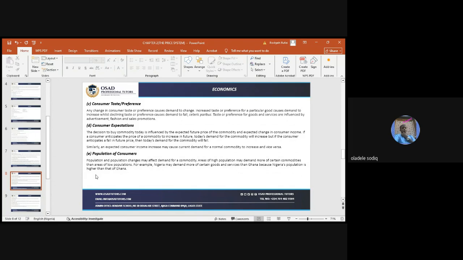Then the next one is population of consumers. Population change may affect demand for a commodity. Areas of high population may demand more of certain commodities than areas of low population. For example, Nigeria may demand more of certain goods and services than Ghana because Nigeria's population is higher than that of Ghana. So when we say population, let's take Lagos as a study.